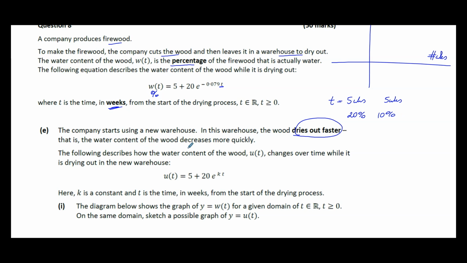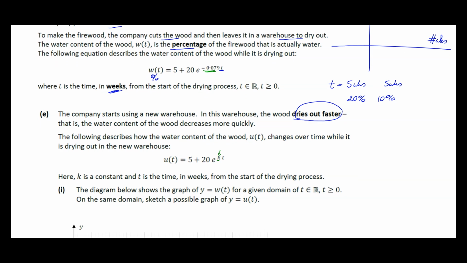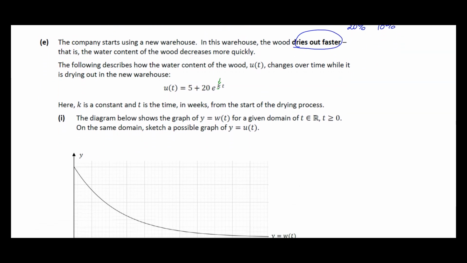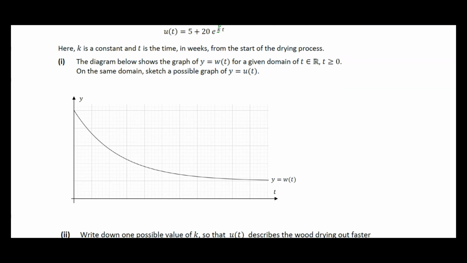The following describes how the water content of the wood changes over time while it's drying out in the new warehouse. So again, you can see the function is the same. The only difference here, this one doesn't have a number here, while here we had a number. And here k is a constant and t is time in weeks from the start of the drying process. The diagram below shows the graph of my v function, the original, the one for the old warehouse, for the given domain of t. And then on the same domain, sketch the possible graph of u(t).